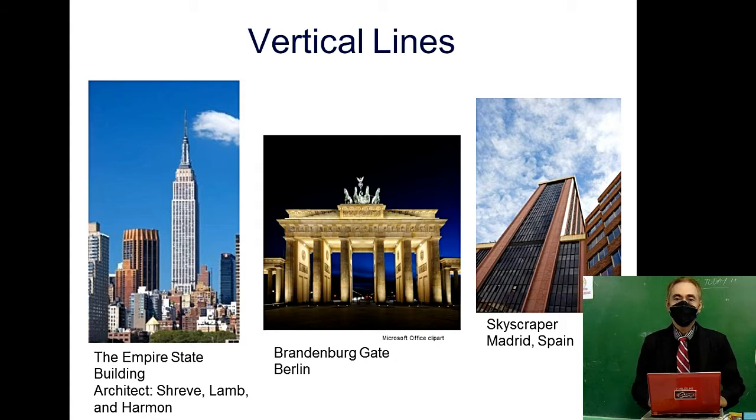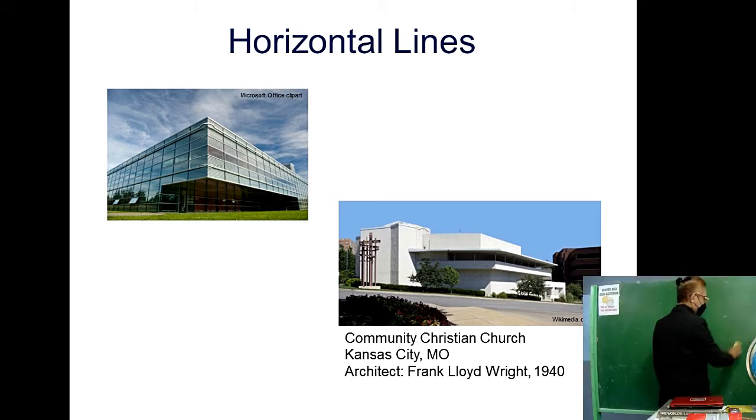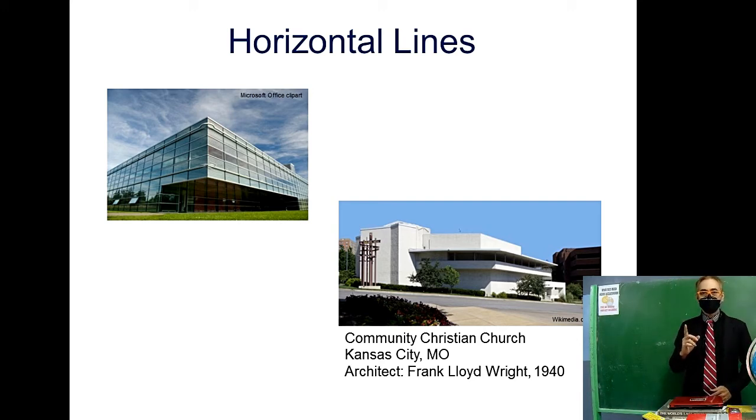Examples of buildings rendered vertically: the Empire State Building, by the architects Shreve, Lamb and Harmon. Also the Brandenburg Gate in Berlin and the skyscraper in Madrid, Spain are both in vertical lines. These are examples of horizontal line buildings: the Microsoft Office, and the Community Christian Church in Kansas City by Frank Lloyd Wright.